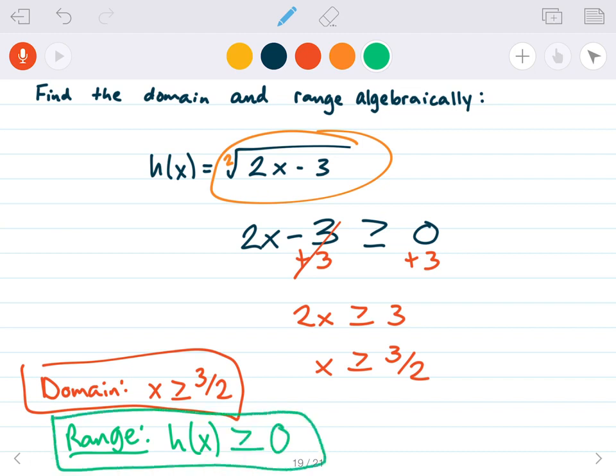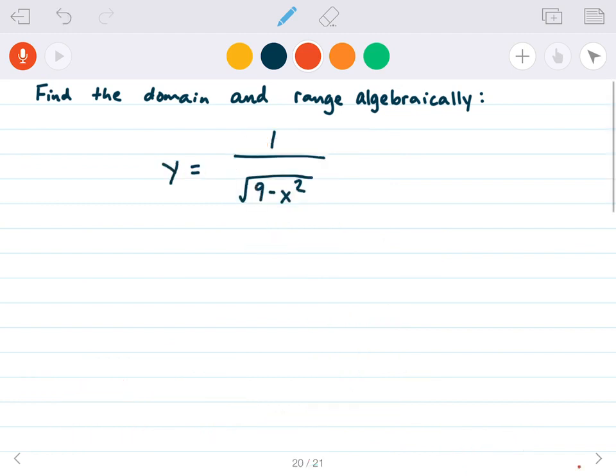Another way we can say it in interval notation, if we wanted to, for the range, we can say that it starts at 0, including 0, and it goes all the way up to infinity. And for the domain, we can say that it starts at 3/2 and it goes all the way up to infinity. So those are two different ways of writing the domain and the range. Okay, let's do one more example and then this video will be over.